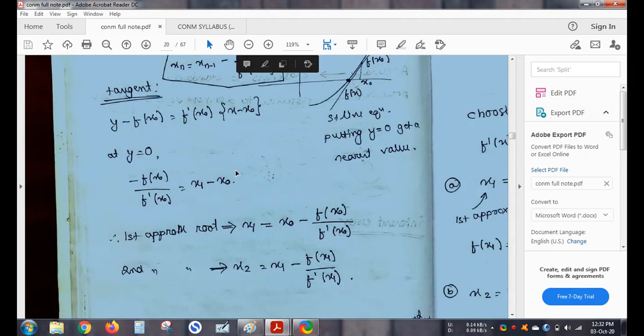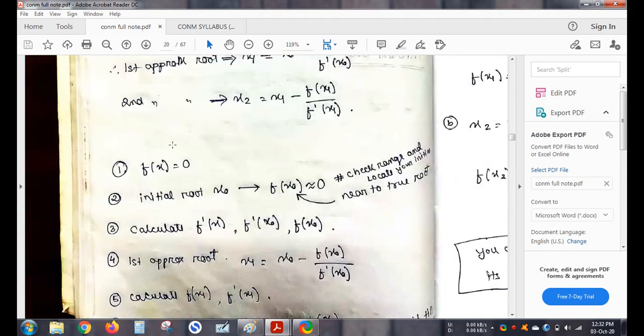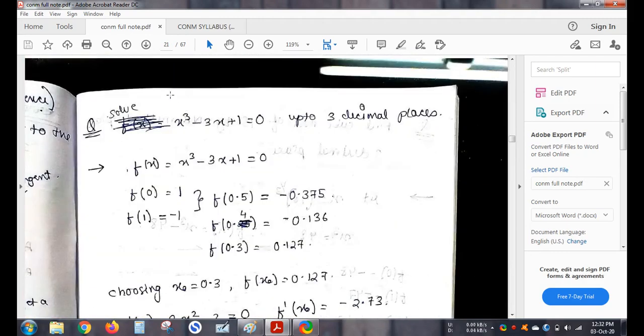So how do things work? Let's see. Initially, I will be given an equation. Suppose this is my equation, and I have to solve this. So what will I do? I will make it my function. f of x is equal to x cube minus 3x plus 1.